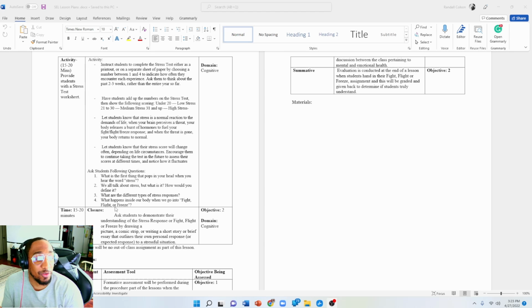I want them to either draw a picture of the 3 different responses that they can have, or they can write a short story, or if they want to get real non-creative and just give me the facts, they can give me personal essays about it. No more than like a page. Just write it down, and that will count more as their exit ticket, but also that's what I'll be assessing them on.